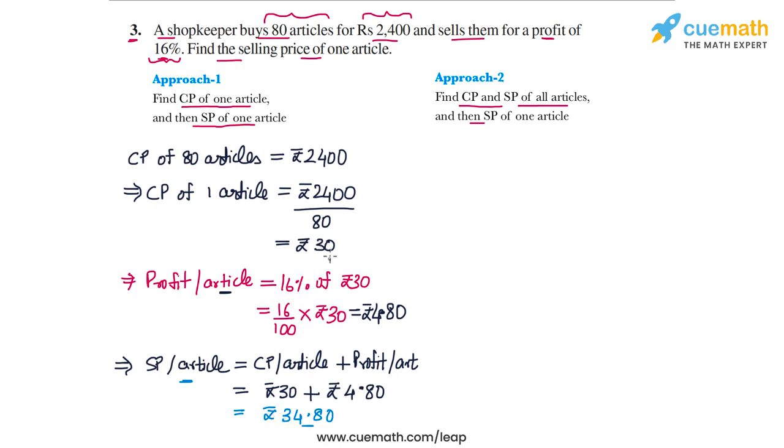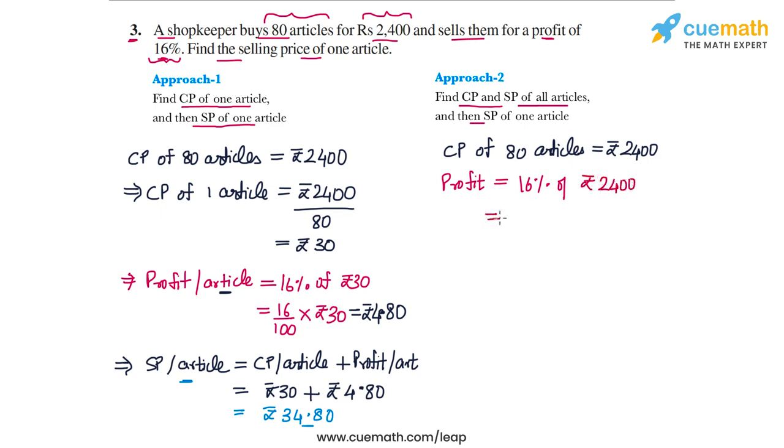Now let's arrive at the same answer using approach 2, where we will find the cost price and selling price of all articles first and then the selling price of one article. So once again we have the cost price of 80 articles is rupees 2400. Now let's find the profit for all the 80 articles. So the total profit will be 16% of rupees 2400. So let's find this value.